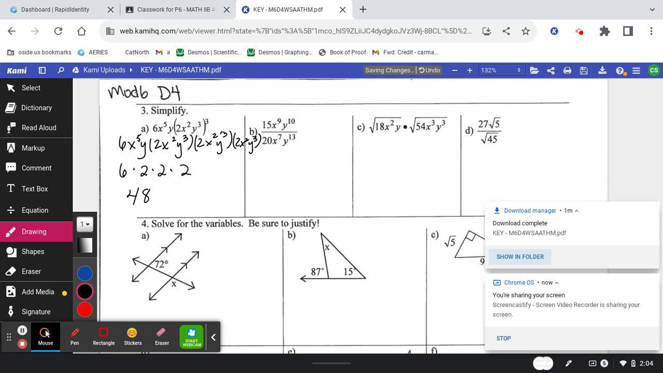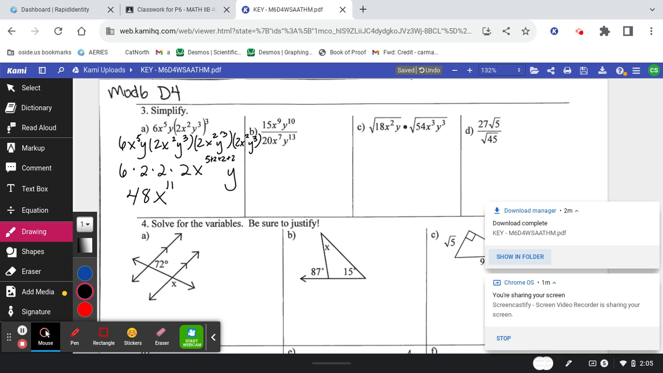Next, I see the x's. And when I'm multiplying a base of x to a certain power, I'm basically just going to add all of these exponents up. So x squared, squared, squared, and to the fifth. So 5 plus 2 is 7, plus 2 is 9, plus 2 is 11. Do you see where we got that?